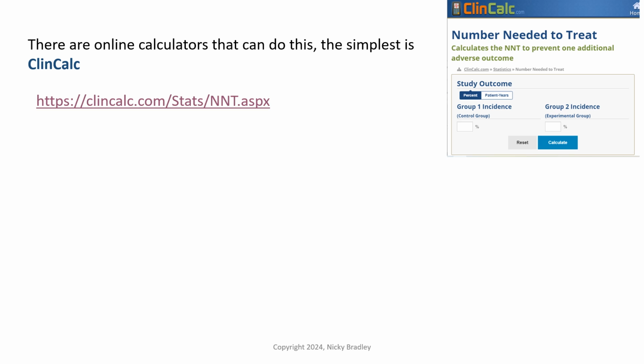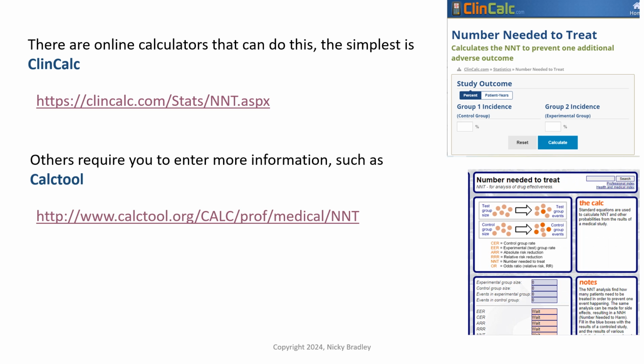You'll be pleased to know there are online calculators that can work out numbers needed to treat for you. The simplest is ClinCalc. The URL is there, and I would suggest you perhaps bookmark that so you can find it easily. Others require you to enter more information, such as CalcTool. CalcTool asks you to enter information regarding event rates, which we'll talk about in a minute.